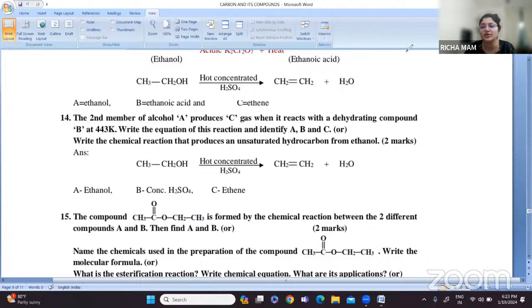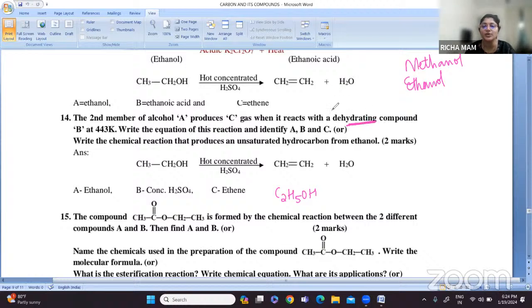So which is the second member of alcohol? The first is methanol. The second is ethanol. When you have carbon number 2, the second member of alcohol is ethanol. A produces gas C. So A is your ethanol, that is C2H5OH, the second member. It produces a gas when it reacts with a dehydrating compound.